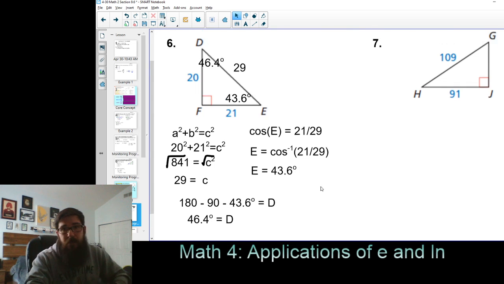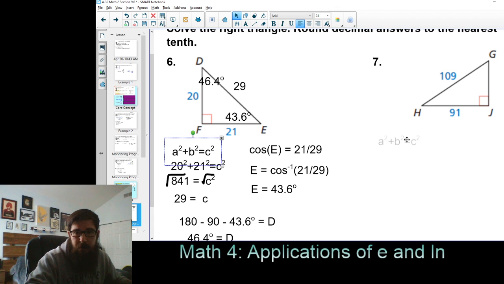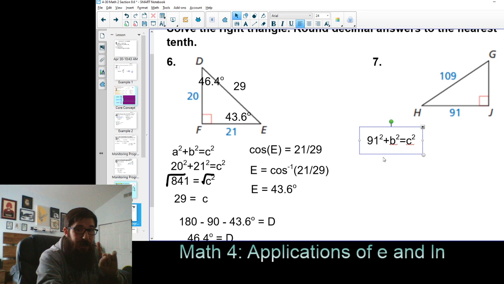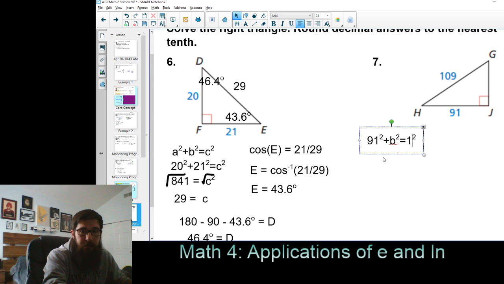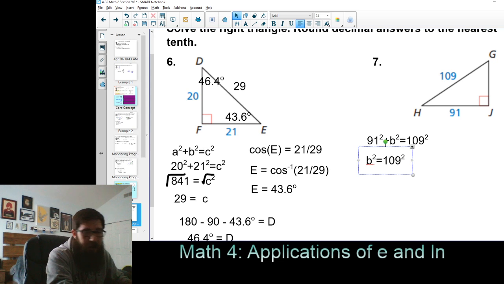Okay? Let's jump to number 7. In this case, we're given two sides again, so we can still do some Pythagorean theorem. Okay? I'm going to copy my a squared plus b squared is c squared. What I now know is a is 91. I don't know b, my other leg, GJ, in this problem. I don't know how big that is, but I do know the hypotenuse, 109. So in this case, b squared is actually going to equal 109 squared minus 91 squared.